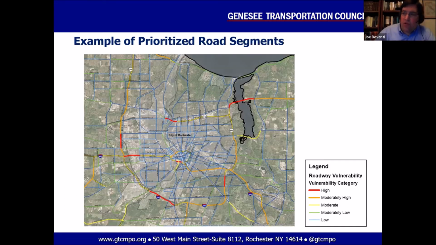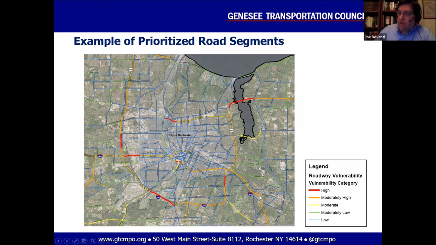So to give you an idea of what the results would be, this is a map focused on the city of Rochester and its inner suburbs. And this is for roadway vulnerability. So the red sections of the roadways you see are highly vulnerable, ranging down to orange for moderately high vulnerable, yellow for moderate, green for moderately low, and blue for low. And there were a variety of factors that went into making these determinations, everything from previous exposure to hazards to traffic volumes, to access to critical facilities.